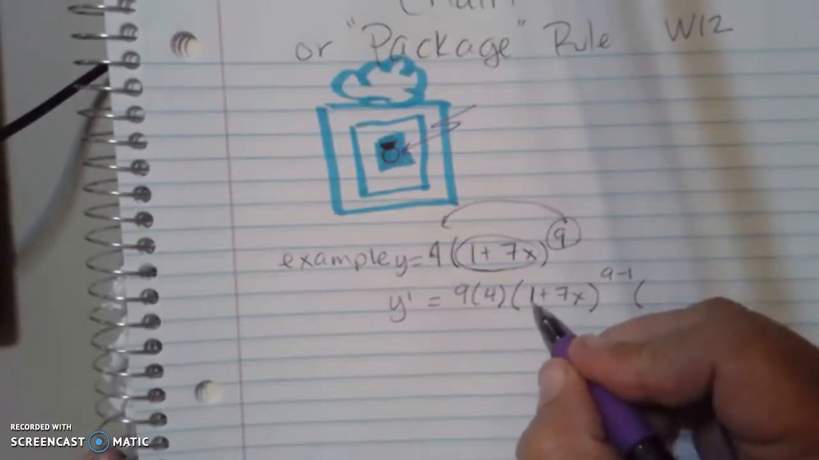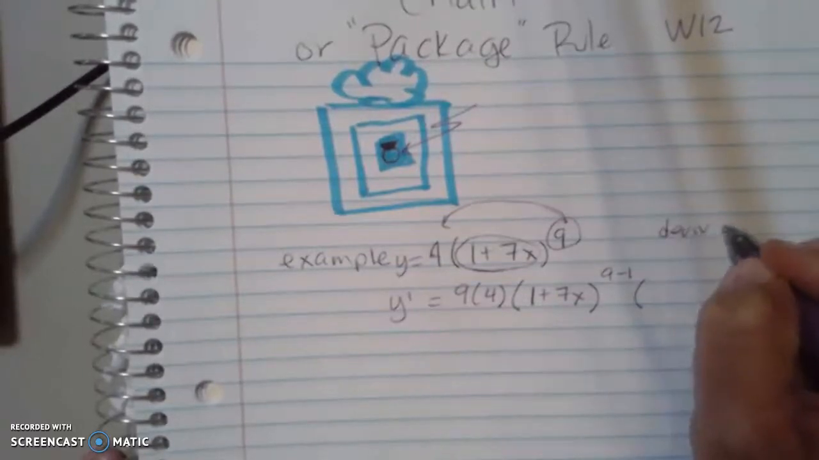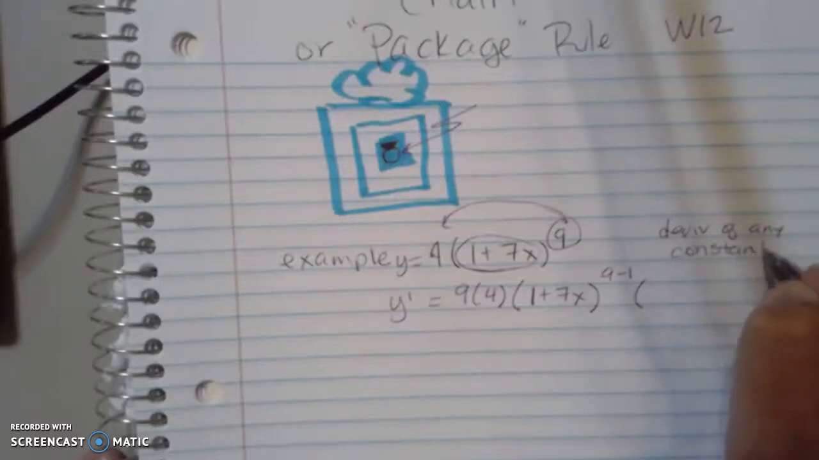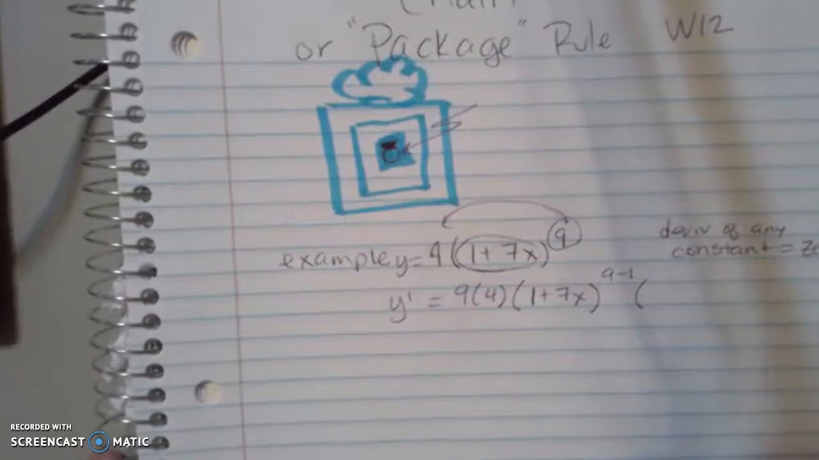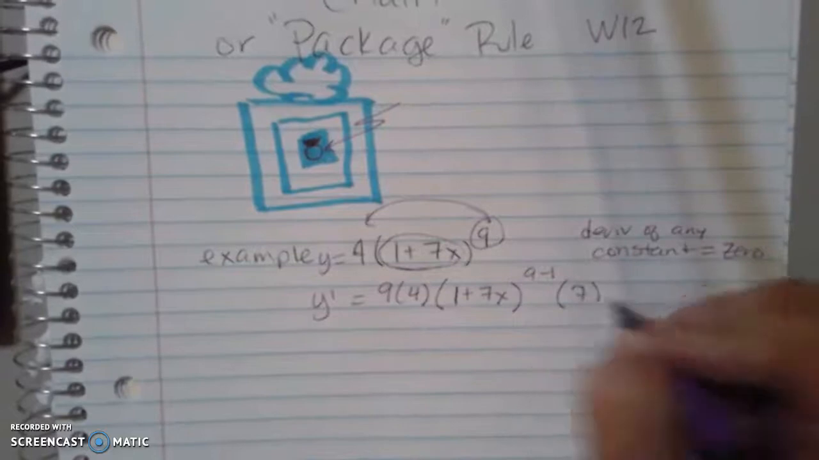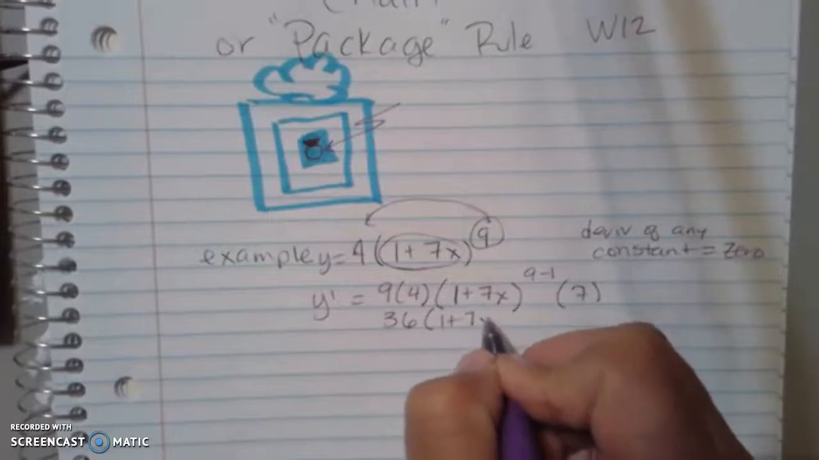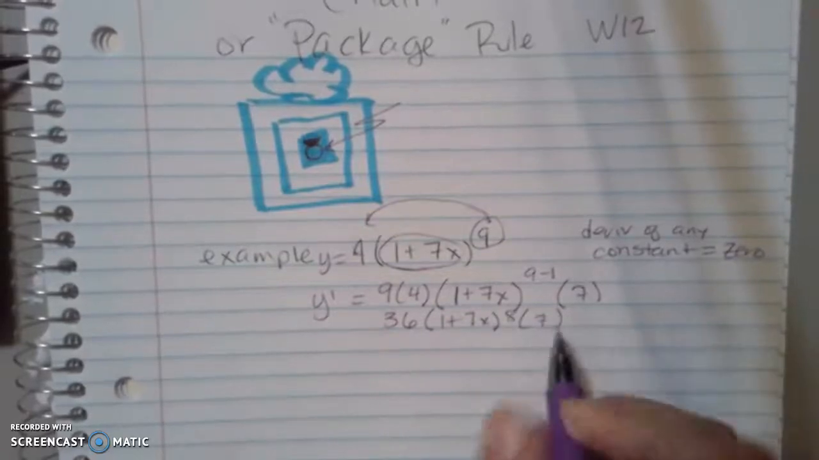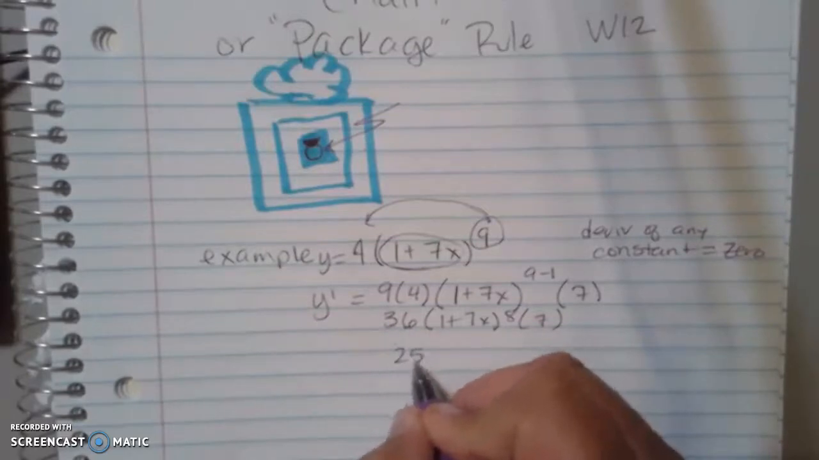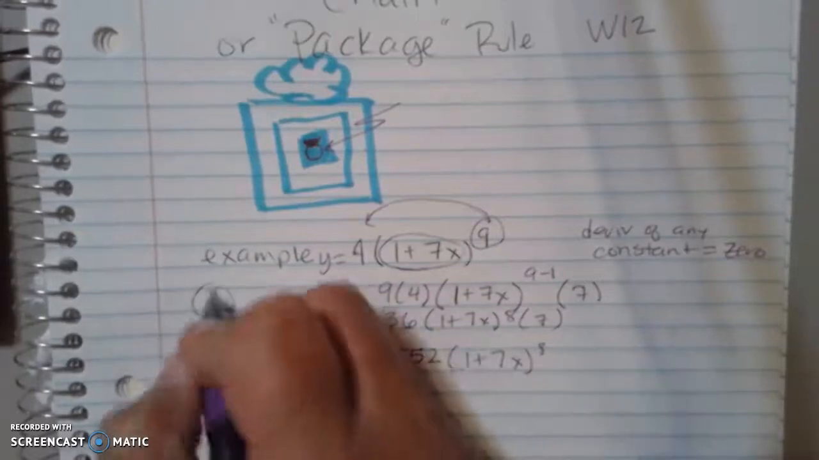Well, the derivative of 1 is a constant. So remember, the derivative of any constant equals 0. Okay, the derivative of any constant is 0. So that just goes away and you have plus 7. So we're going to have 36 times 1 plus 7x to the power of 8 times 7. I can take 7 times 36 and I get 252 times 1 plus 7x to the power of 8. Okay, that's my first example.